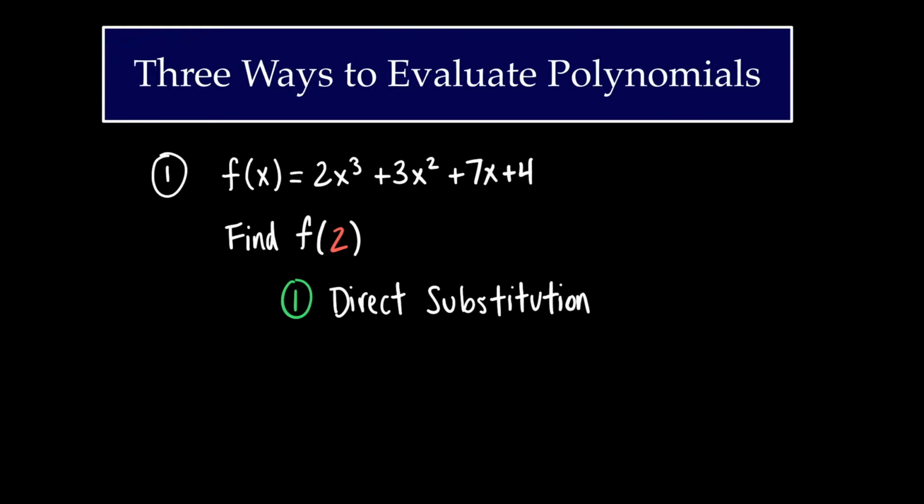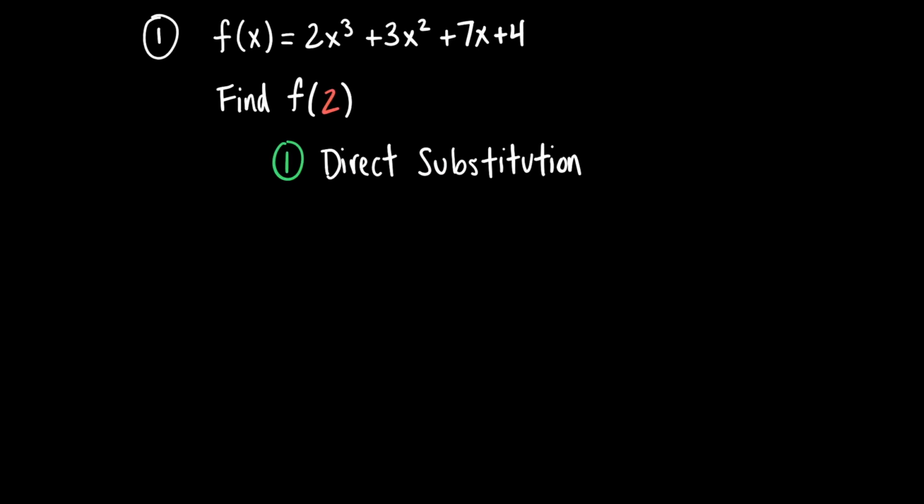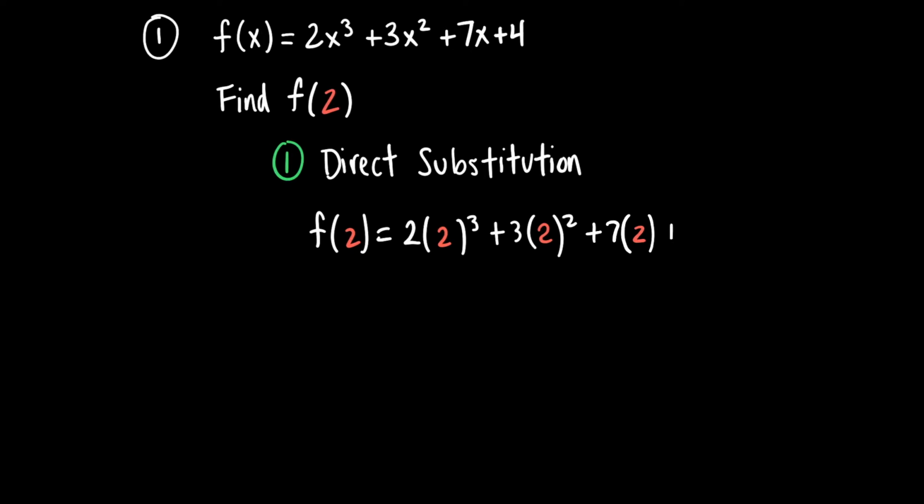So the first and probably most well-known way to do this is direct substitution. Literally all we're going to do is say f of 2 is equal to what would happen if we plug 2 in wherever we see the x's. So we'll do 2 times 2 cubed plus 3 times 2 squared plus 7 times 2 plus 4. I'm just following the rule up here, by the way.